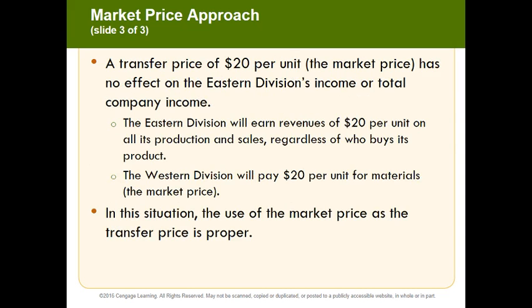So the transfer price of $20 per unit has no effect on the Eastern Division's income or total company income. They will earn revenues of $20 per unit on all of its production and sales, regardless of who pays it. The Western Division will pay $20 per unit for those materials from the Eastern Division. In this situation, the use of the market price as the transfer price is proper.